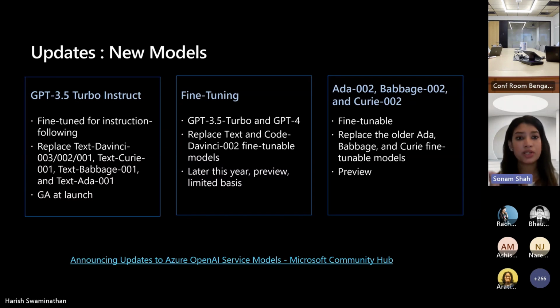Right? Number two is we'll offer a preview of fine-tuning for GPT 3.5 Turbo and GPT-4. And number three is we'll launch previews of new versions of the ADA, Babbage, and Curie models for fine-tuning. So the older ADA, Babbage, and Curie fine-tunable models will be replaced by ADA 002, Babbage 002, and Curie 002. So this is a constantly evolving space, right?